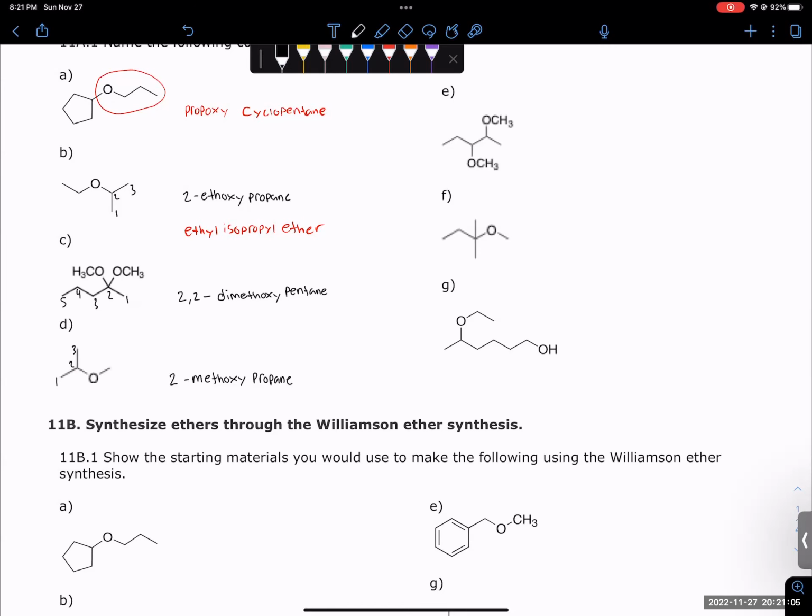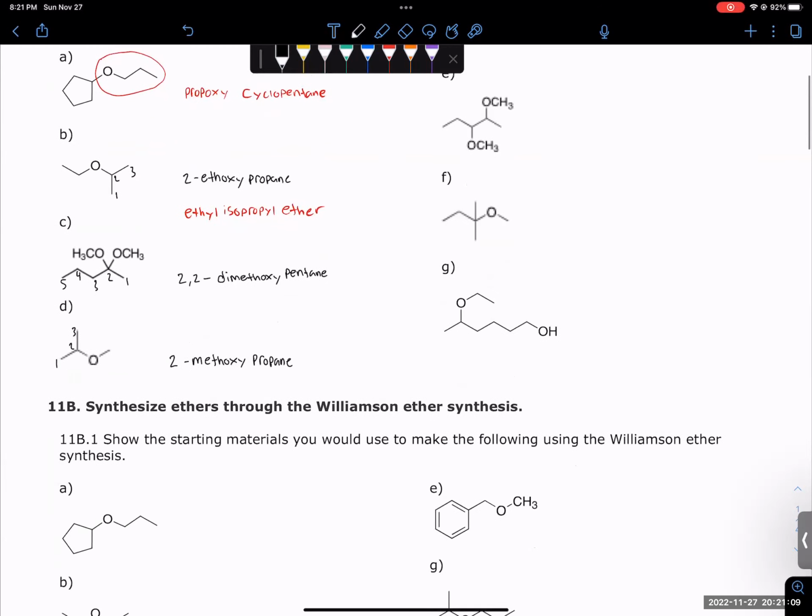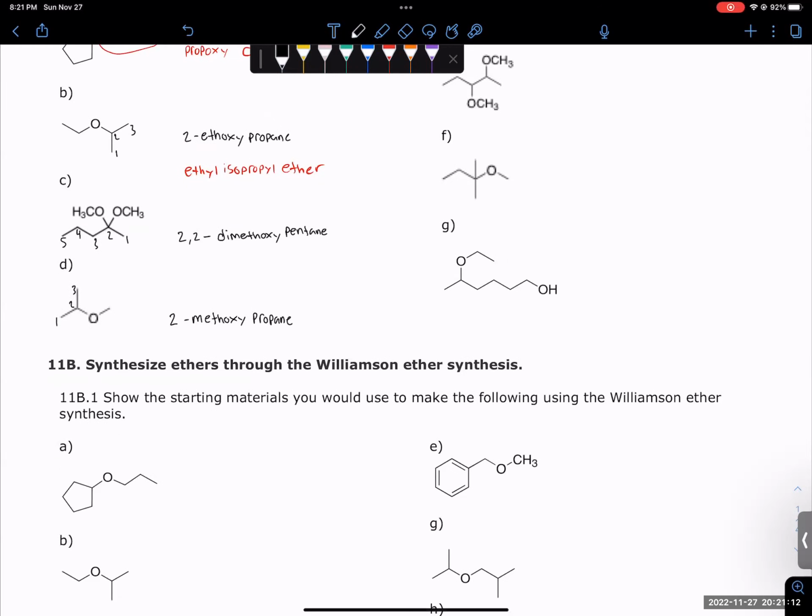Or you can do the common name, but this worksheet's asking for IUPAC names. But the common name for this would be isopropyl, because you remember alphabetical order, and the I comes first for iso. So with isobutyl, you take into account the I, not the B, right? So this one would be isopropyl methyl ether. That's the common name.